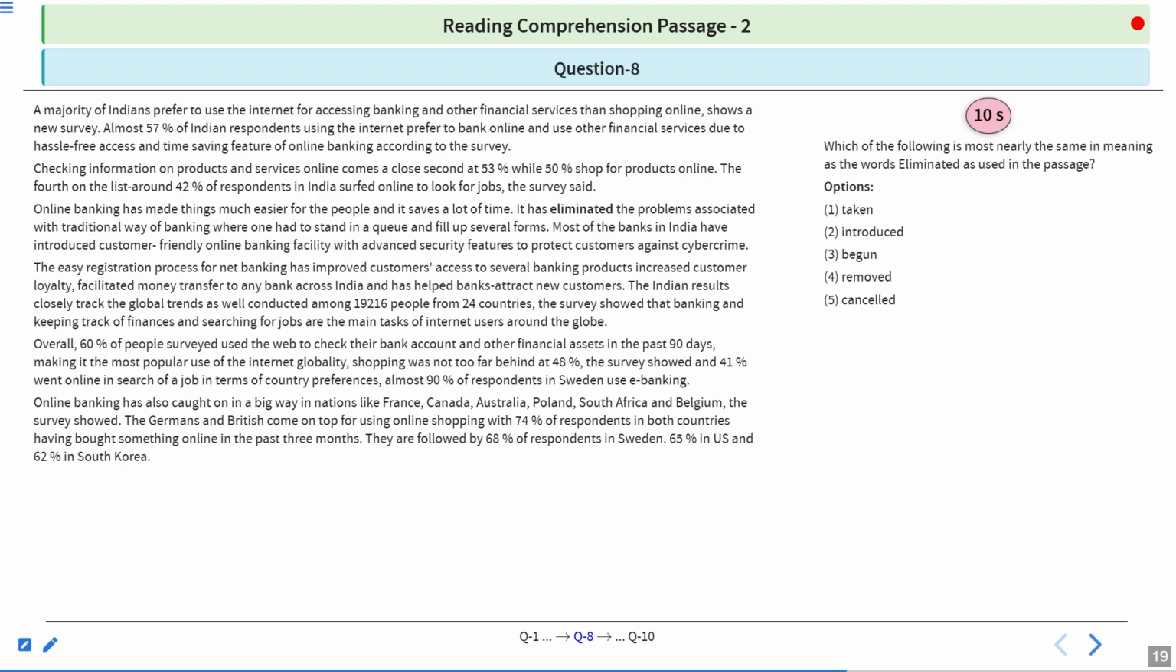The next question, this is the same passage, and the question is: which of the following is most nearly the same in meaning as the word eliminated as used in the passage? Options are taken, introduced, begun, removed, and cancelled. You have 10 seconds to choose accordingly, and your time starts now.